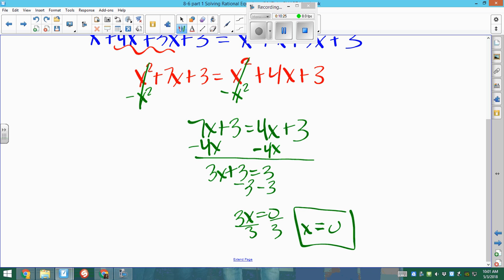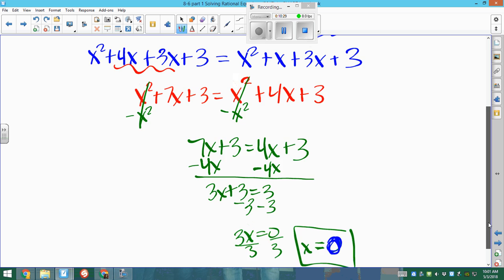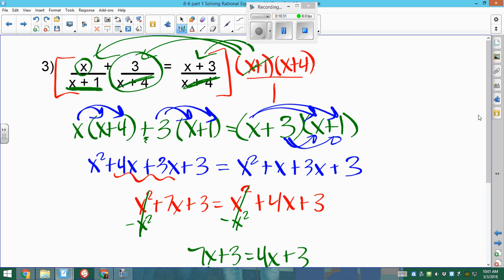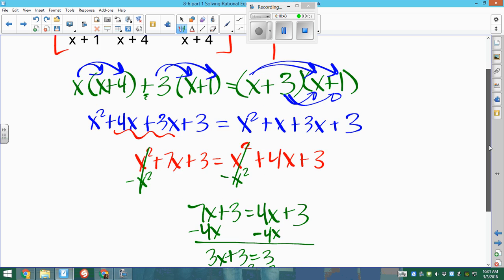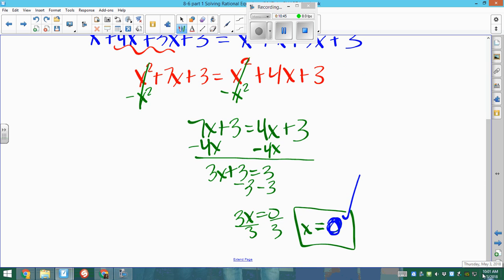I want to do a quick check. x equals 0 is my answer as of right now. I'm going to scroll back up so we can look at our original problem. I want to make sure that doesn't make any divide by zeros. And the only way that that would is if we had just a plain factor of x in a denominator. That's not going to be a problem here. So x equals 0 is the solution, and it does check.